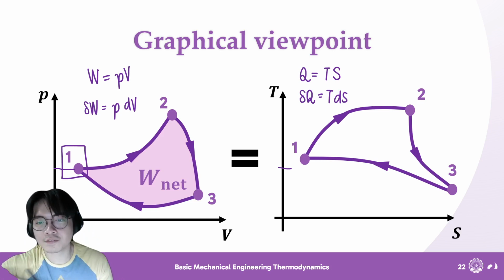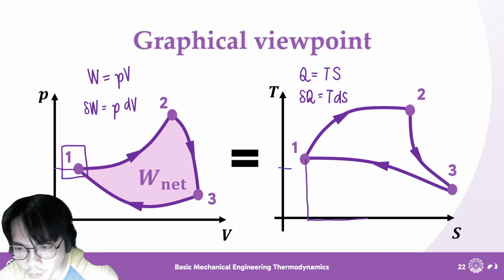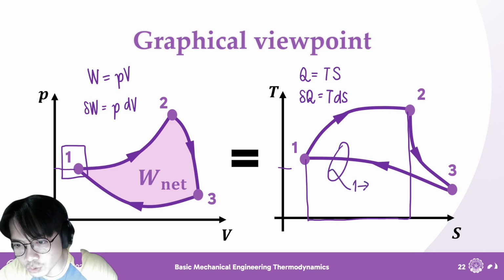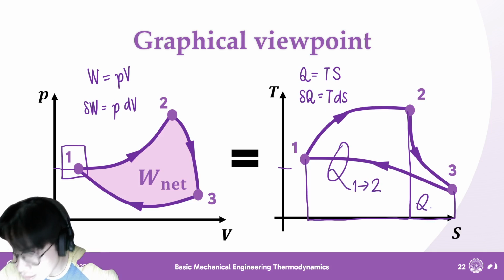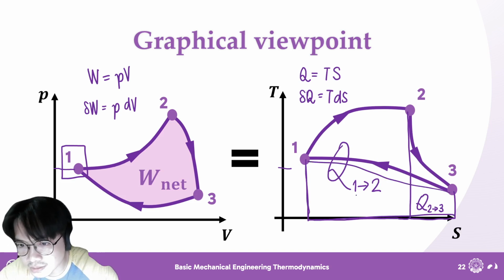Because if you guys notice again, what is this shape going to be? What is the area of this shape going to be? Well, this is going to be the heat from 1 to 2. What is this shape going to be? This is going to be the heat from 2 to 3. And what is this negative shape going to be? This is going to be the heat from 3 to 1.